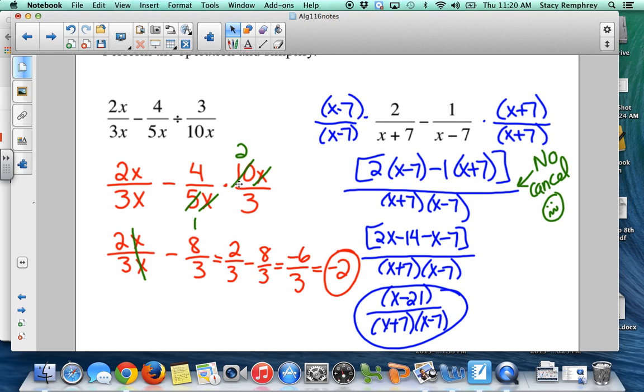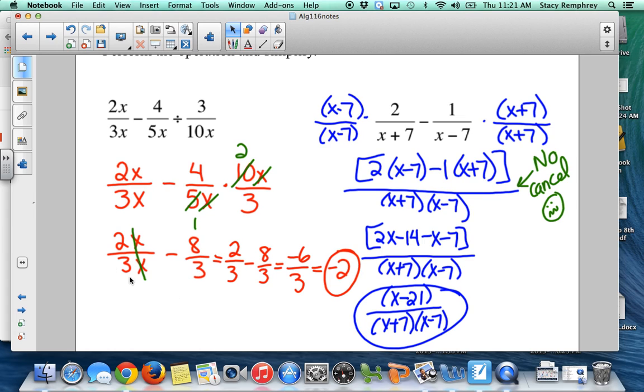Okay, so in the red, what I had to do first was division comes before subtraction. So I multiplied by the reciprocal. I canceled the 10 and the 5. That gave me 2 over 1. And I canceled the x's. The 8/3 comes from 4 times 2, which is 8. 1 times 3 is 3.